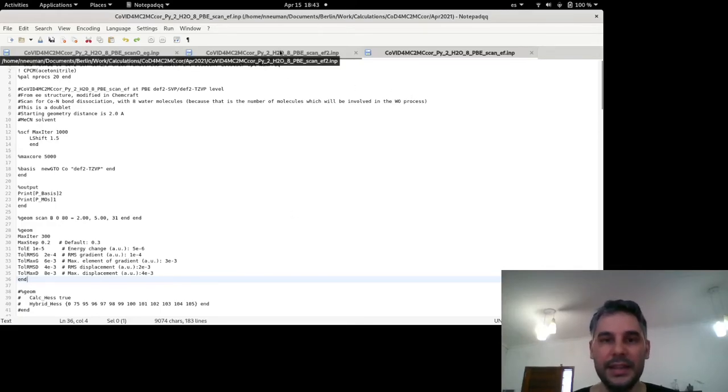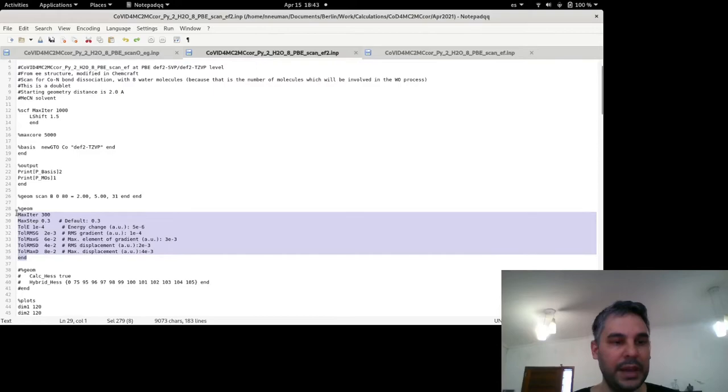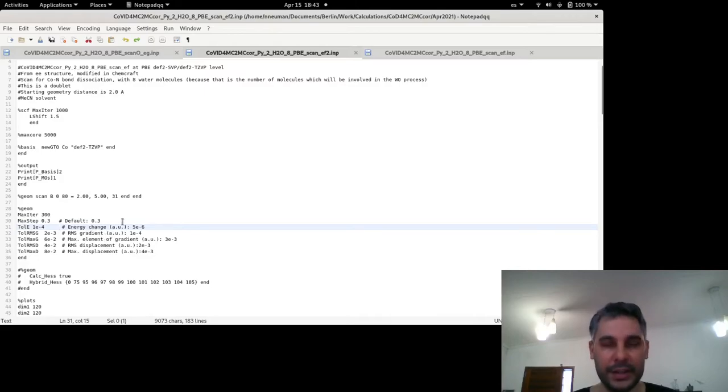So the next thing I did is I did the same calculation. This is another file, but now I multiplied all these thresholds by 10. So now I have thresholds which are 20 times more relaxed or easier to achieve than the defaults. So for example, the energy tolerance is 0.1 millihartree when the default was 5 microhartree. And the same with everything. The root mean square of the gradient tolerance is 2 times e to the minus 3 when the default was 1 times e to the minus 4.